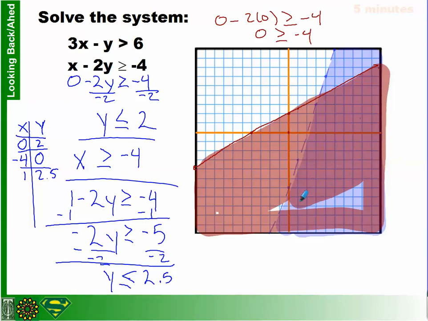Now my solution for my system of inequalities is where the two shaded regions overlap. So I know that the answer to my system is this region here, where the shaded regions overlap. And that is the answer to the problem. And that's it.